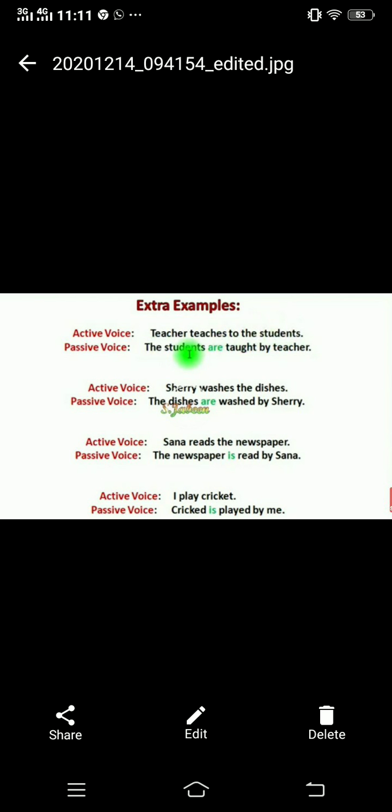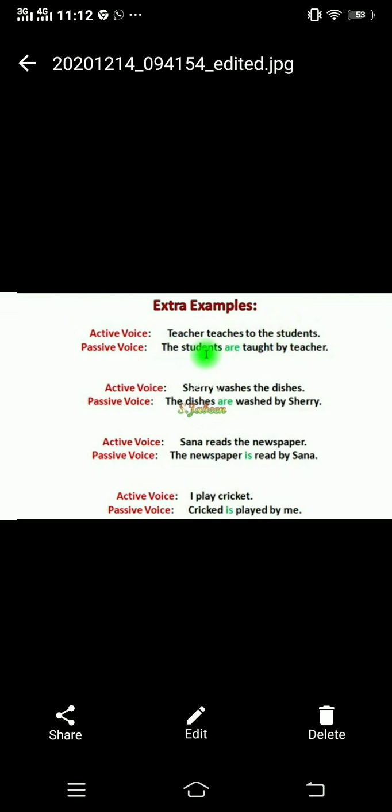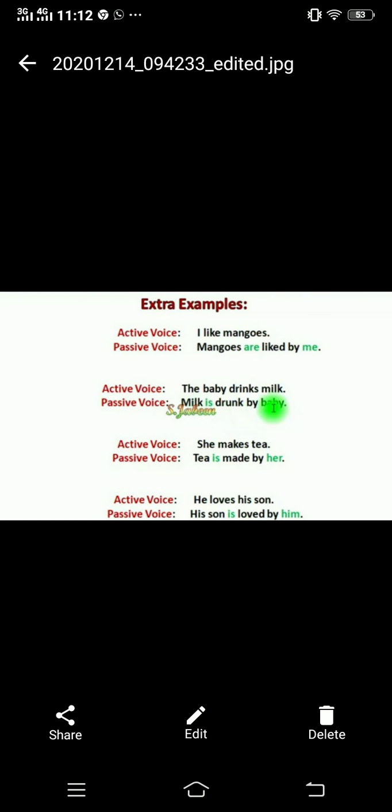Sherry washes the dishes. The dishes are washed by Sherry. Sana reads the newspaper. The newspaper is the subject of passive voice according to the structure formula. The newspaper is singular, that's why I will write is here. The newspaper is read by Sana. I play cricket. Cricket is played by me. I like mangoes. Mangoes is in plural form, that's why mangoes are liked by me.